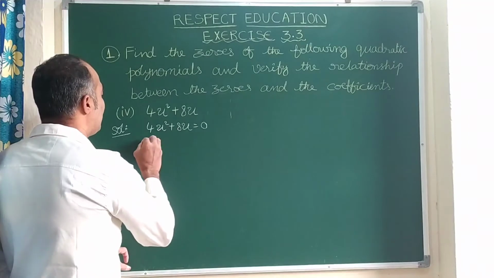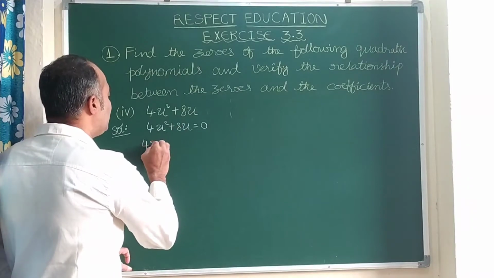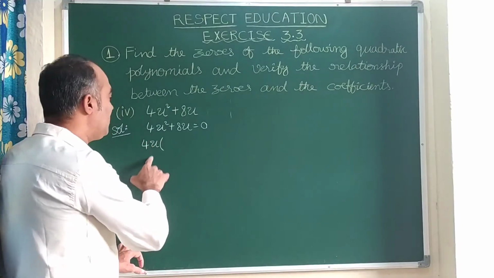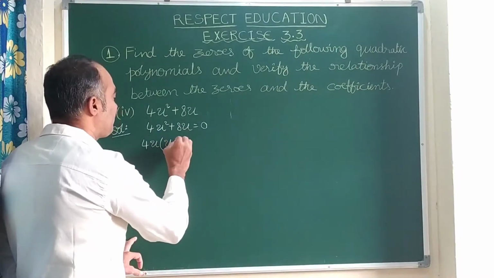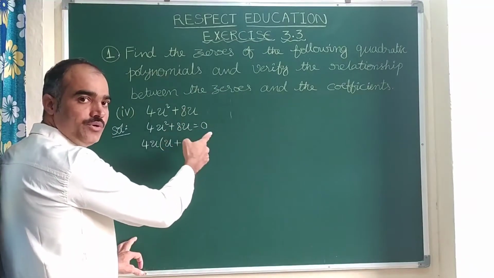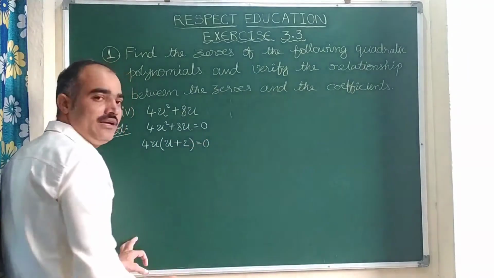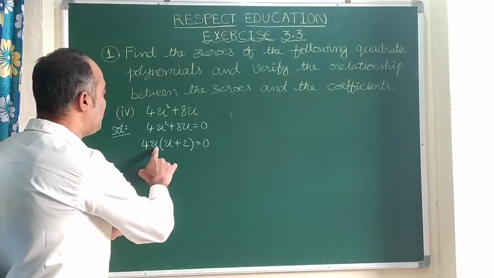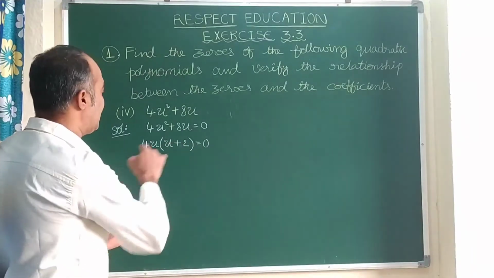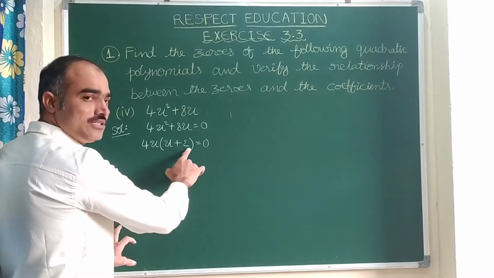In these two terms, 4 is common, so I am writing 4 common. And in u square and u, u is also common. So when you take 4u as common, in 4u square, 1u is left, plus 8u means 4u into 2. We have taken 4u common, so here 2 is left, equal to 0. We can verify also, children. 4u into u is 4u square, plus 4 2s are 8 into u, 8u. So this is right. Now 4u into u plus 2 is equal to 0.